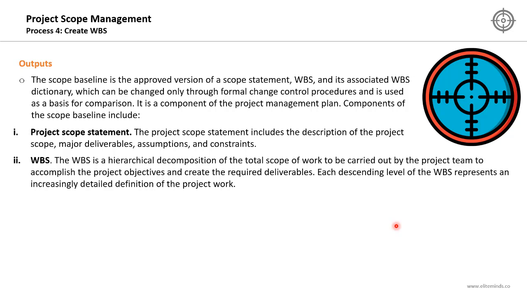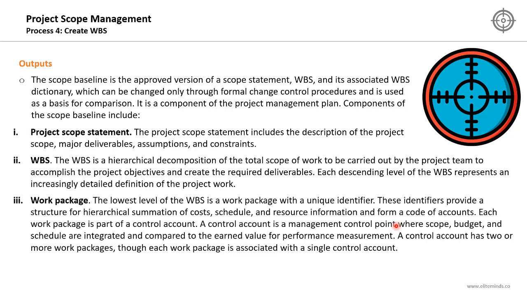The second part is the WBS, which is a hierarchical decomposition of the total scope of work to be carried out by the project team to accomplish the project objectives and create the required deliverables. Each descending level of the WBS represents an increasingly detailed definition of the work package. So the highest level of detail in our WBS is at the lowest level. The high level deliverables are at the top of the WBS, and then you will start drilling down in order to detail more the work packages and the scope of the project.